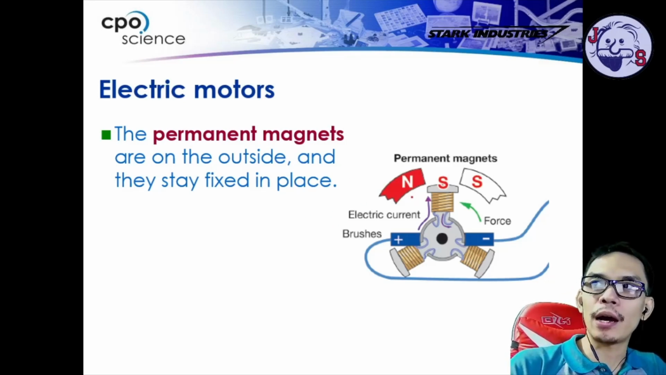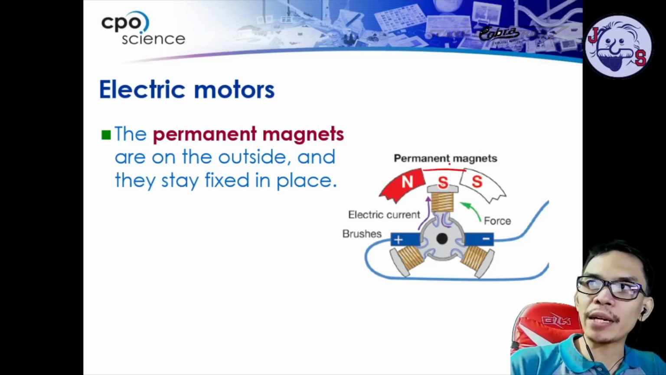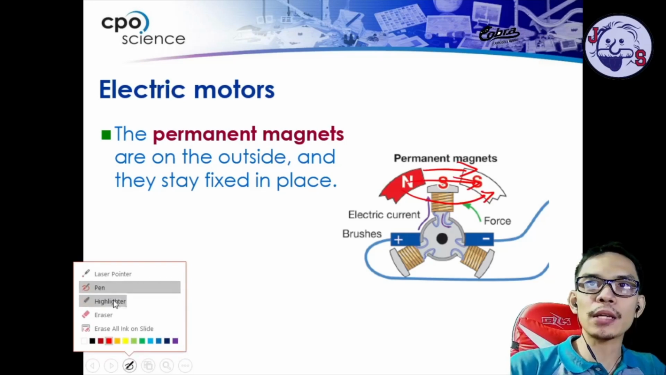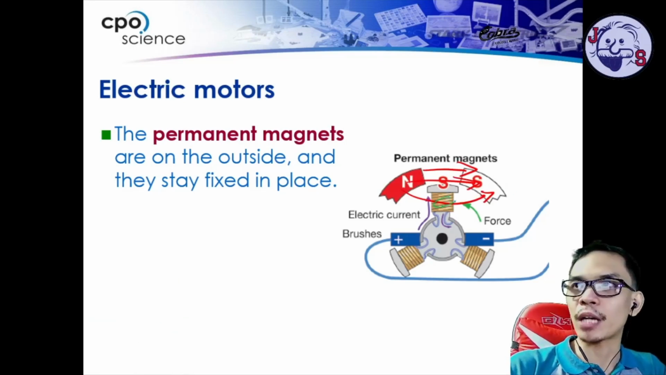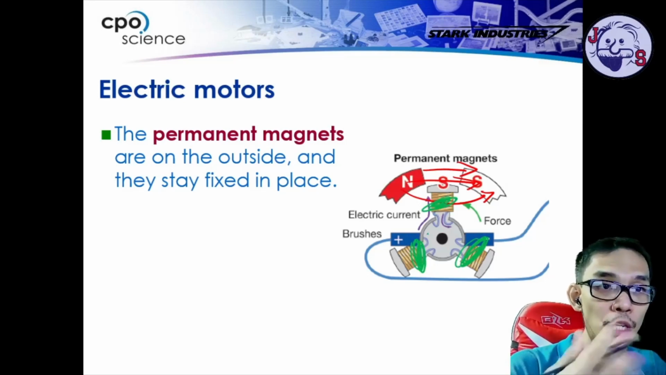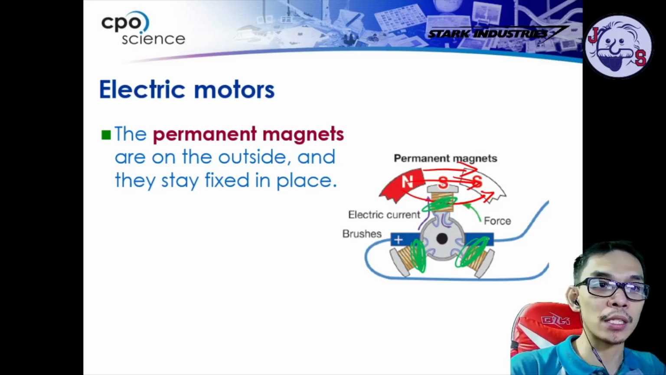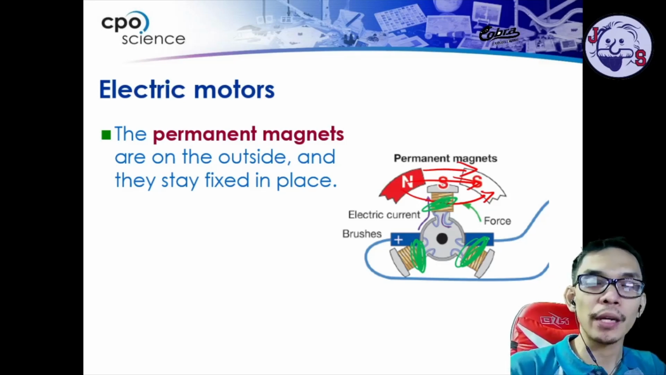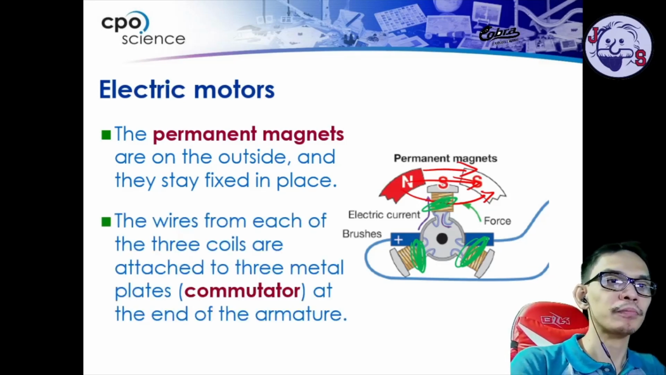Now, as long as the magnetic field coming from this permanent magnet interacts with the magnetic field coming from this coil that you have right here, once it interacts with the magnetic field from this coil, it will create this rotational motion, just like what you've seen in part 2 of this video lesson. The simple motor and the demonstration, it's basically the same thing.